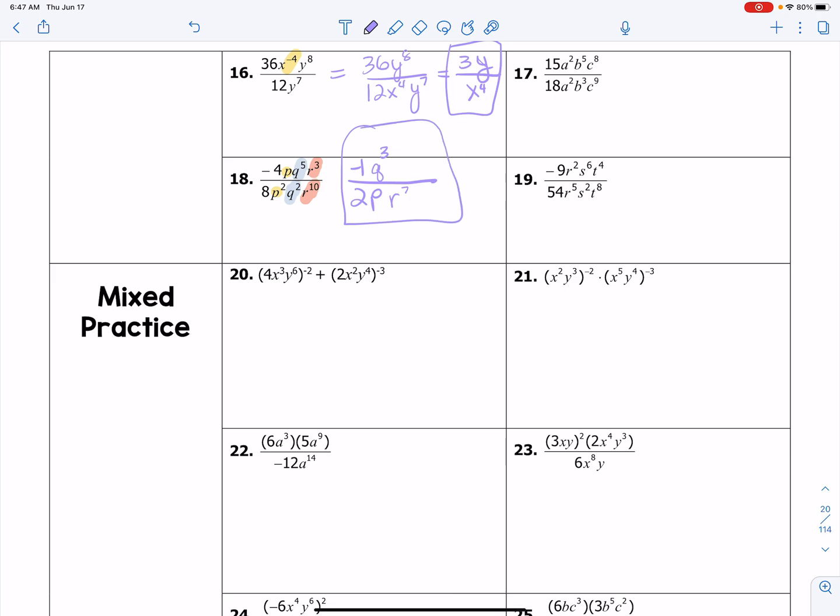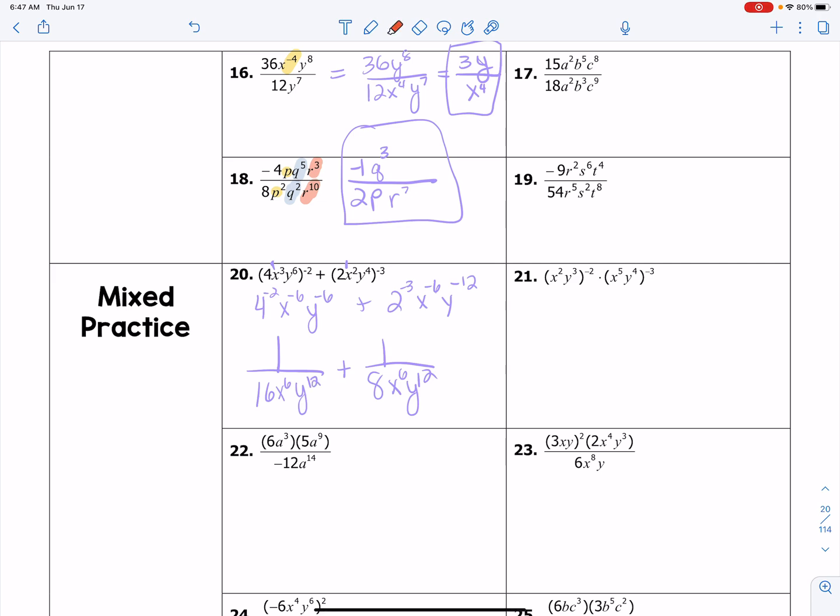So let's take a look at a couple of these mixed practices. So if I'm taking all of these to the -2, this is 4 to the -2, x to the -6, y to the -6. So that would be 1 over 16 x to the 6th, y to the 6th, plus, and if I take this, this is 2 to the -3, x to the -6, y to the -12th. And so 2 to the -3 is 1/8, x to the 6th, y to the 12th. Oh, I did that up here. I was like, they should be like terms.